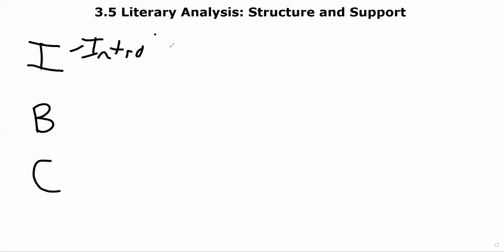When we structure and outline our essay, we again always want to use the IBC structure. So we have an introduction, body, and conclusion. Obviously, in the intro, we want to introduce Fitzgerald and his novel, in this case, The Great Gatsby.